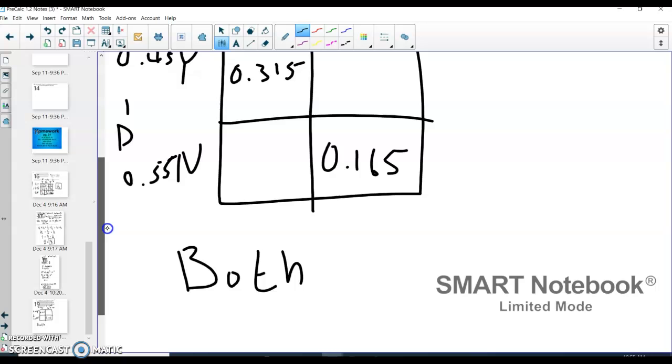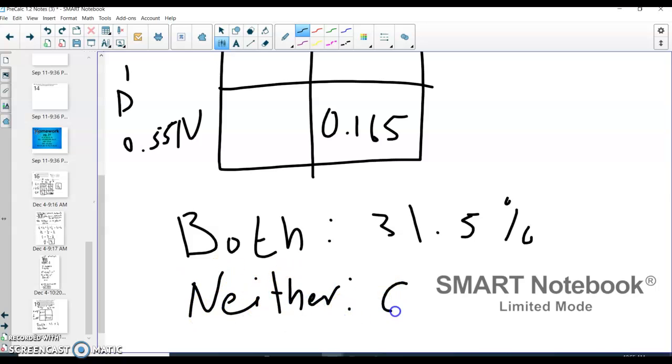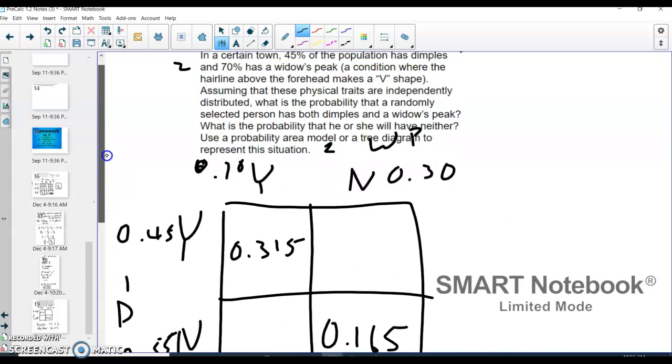And so for them to have both, there is a 31.5% chance. For them to have neither, there is a 0.165. Oops, no, that's not percent, that's decimal. So let's make it a percent. That's going to be a 16.5% chance.